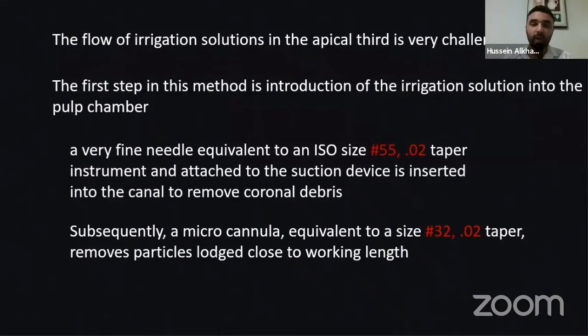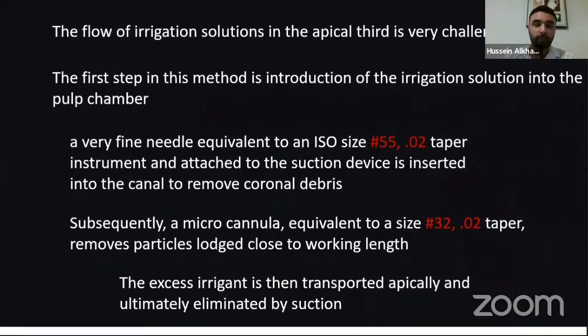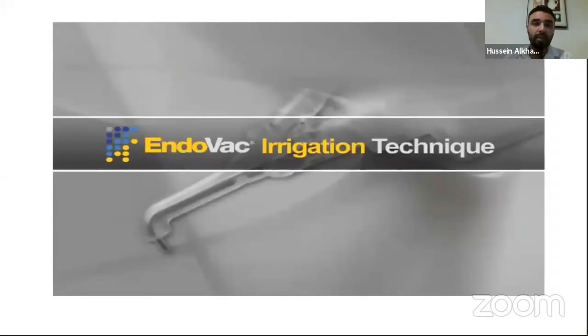Subsequently, a microcannula equivalent to a 32.02 taper removes the particles lodged close to the working length. The excess irrigant is then transported apically and ultimately removed by suction. Here we can see this technique of irrigation.